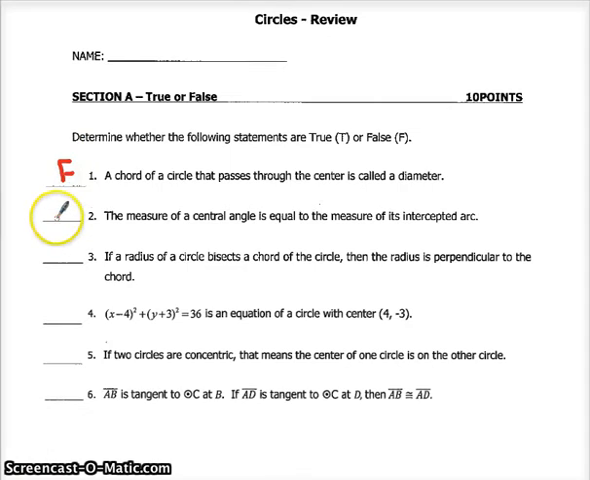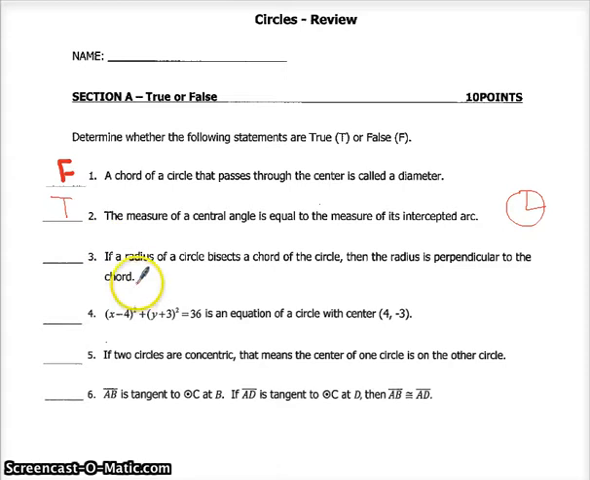The measure of a central angle is equal to the measure of its intercepted arc. So think about what that means. The central angle is an angle that's at the center, and that is the same thing as the arc. So yes, that's true.